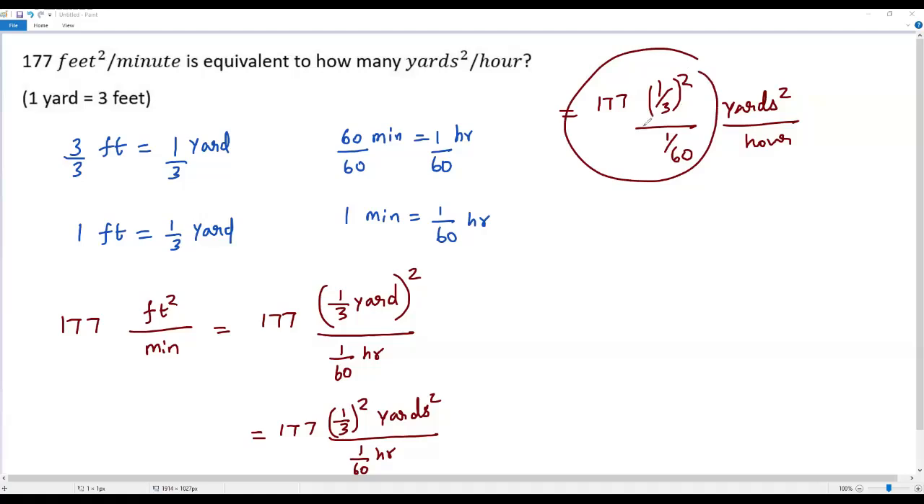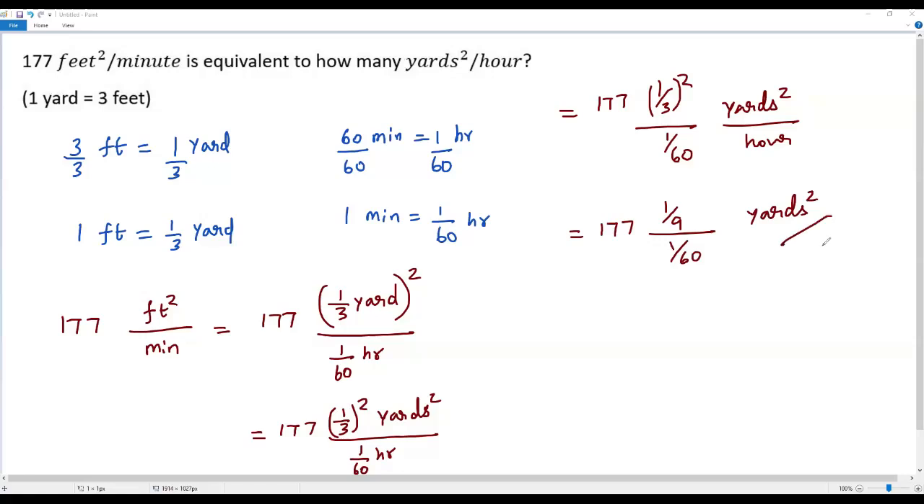Now we have to simplify this numerical expression. 177 times, when I take square for 1 over 3, it becomes 1 over 9. Because this is a common exponent, when I take exponent 2 for this 1, it becomes 1 square, and the evaluation of 1 square is 1. When I take exponent 2 for this 3, it becomes 3 square, which is 9. So it is 1 over 9 over 1 over 60, and here we have yard square per hour. Okay, 177 times, now we can write this fraction 1 over 9 as it is.